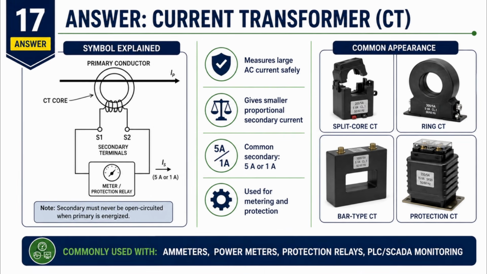In this example, load current flows through the CT primary conductor. The CT produces a proportional secondary current according to its ratio and sends it to the meter or protection relay. If abnormal current is detected, the protection relay can operate a trip or alarm. And remember this important safety rule: never open circuit a CT secondary while the primary is energized.